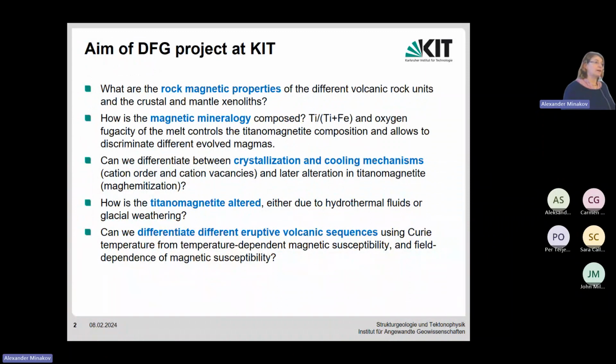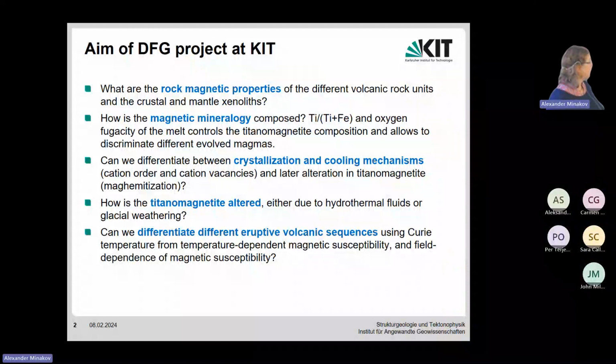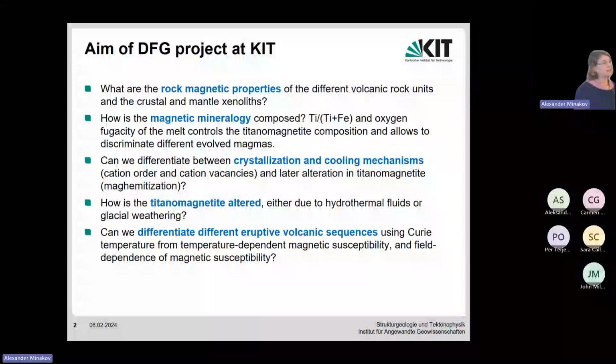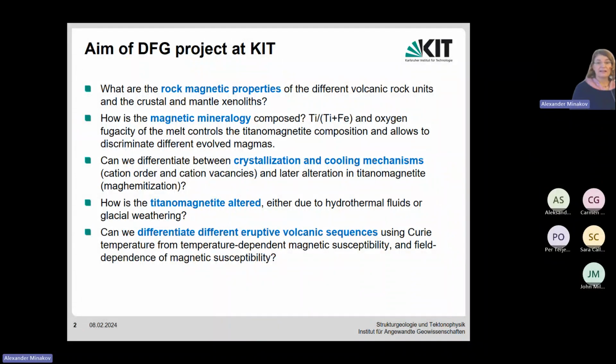So I came to this expedition due to a GFG project, and I'm coming from KIT in Karlsruhe, Germany. And my aim was to look at the rock magnetic properties for the different volcanic rock units, because I have a similar project in Central Europe, investigating alkaline volcanics and looking for the magnetic mineralogy there. And I thought it's a good idea to compare those with the ones I can sample here in Spitsbergen.